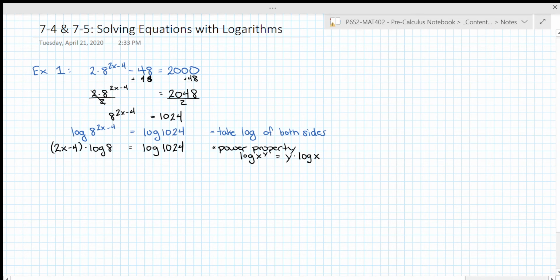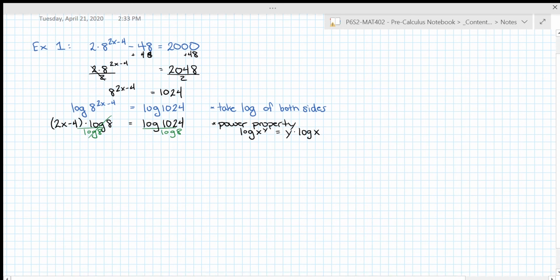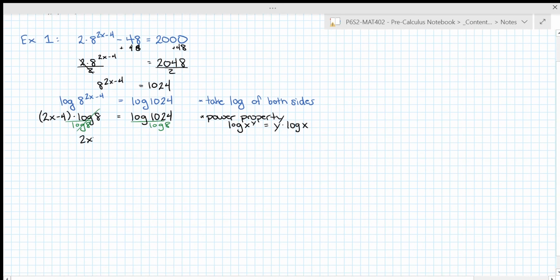So divide by log of 8 here, divide by the log of 8 here. That's going to cancel that. And so I'm left with 2x minus 4 equals the log of 1024 divided by the log of 8.